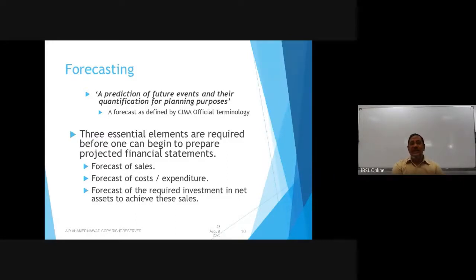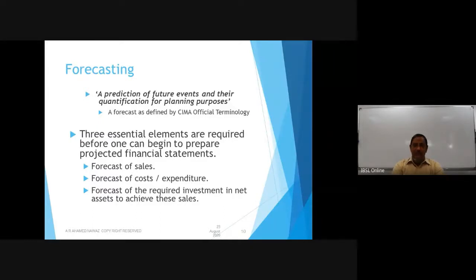Three essential elements are required before one can begin to prepare a projected financial statement. We do a projected financial statement for each period. The important factors are, first, forecast sales. That is the main basis. Forecast the sales. What would be the sales? Then forecast the cost and expenditure. How much cost is to be incurred?